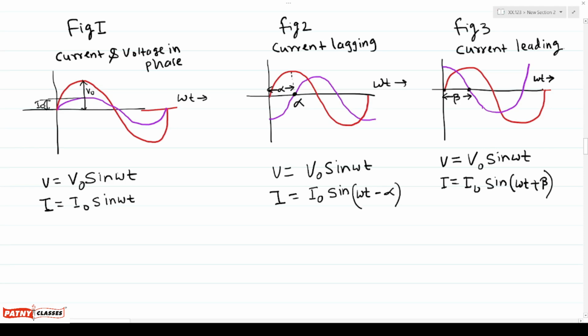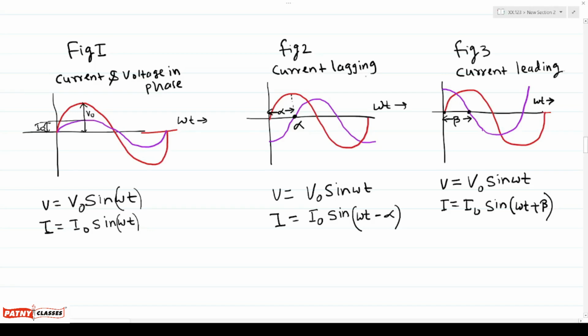And here we have written omega t only. There is nothing after omega t. Here only omega t, here also only omega t. So when both the trigonometric terms are exactly the same, then we say the current and voltage are in phase.